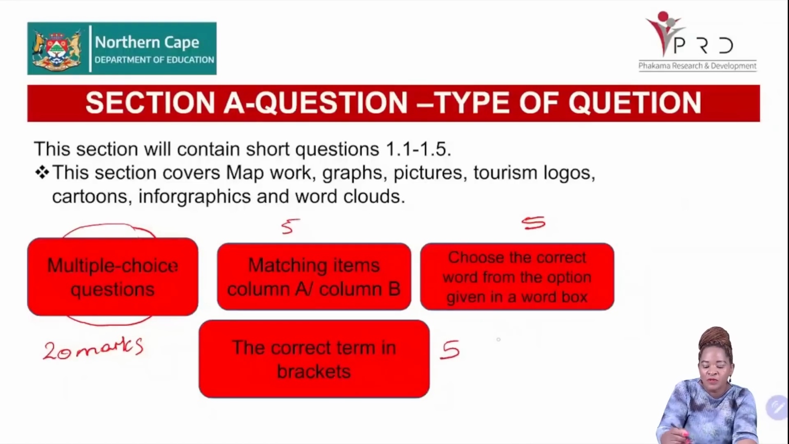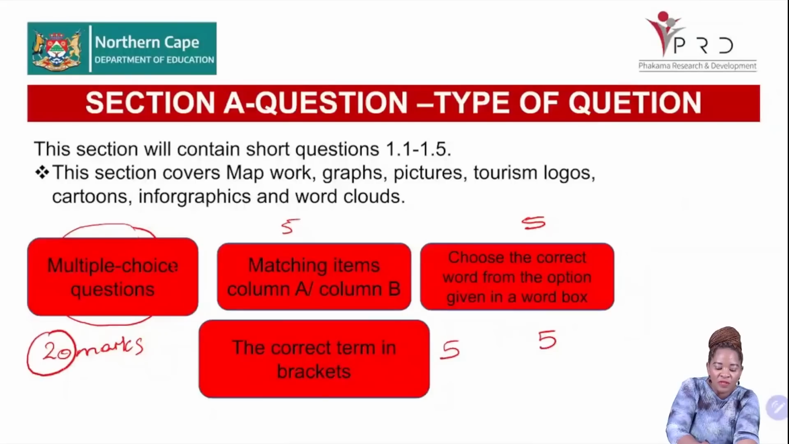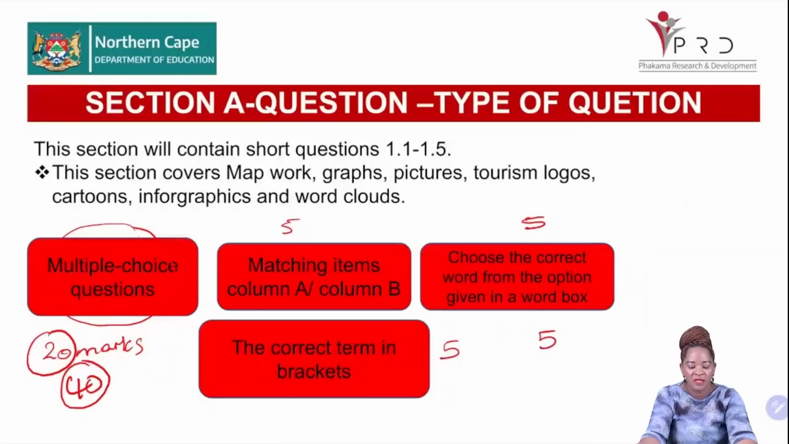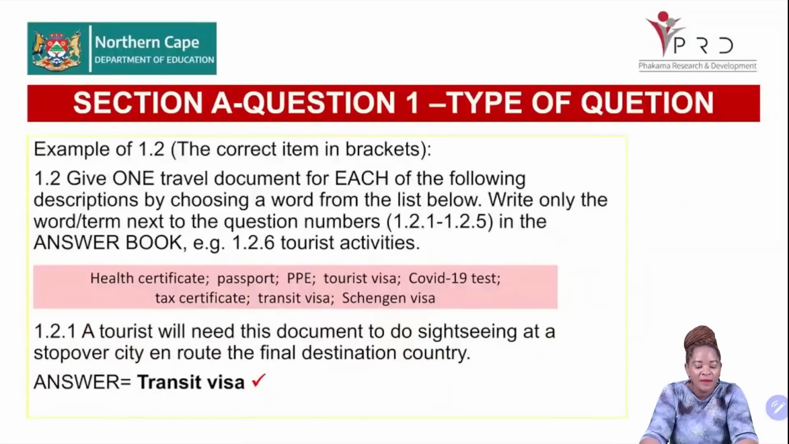Maybe, but you will see the examples here. That is why it is 5, 10, 15, 20, and also this 20 marks. So it carries 40 marks. We are talking of section A. I have examples here of these questions.